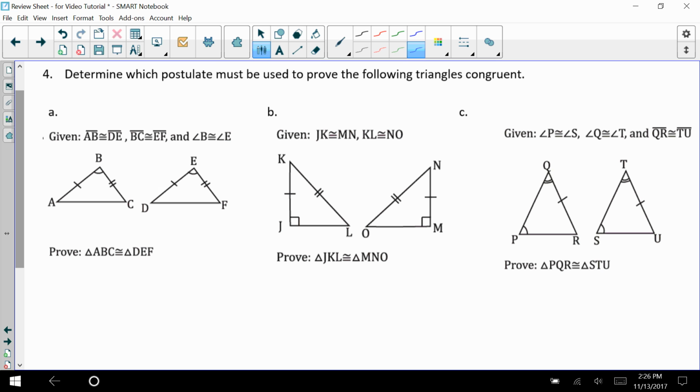Okay, so determine which postulate can be used to prove the following triangles congruent. So here we go. What do we think? Side angle side is the postulate here. Right hypotenuse leg here. Here we have angle, angle, side, where the side is not included between the two angles.